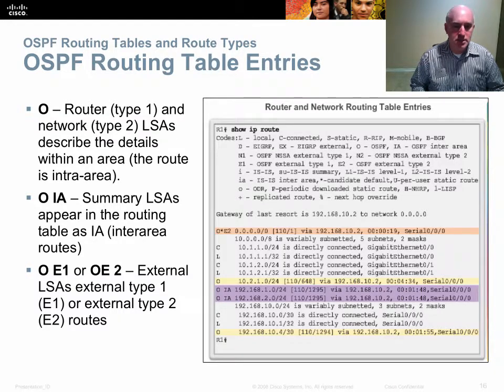Right, so destinations here with an O are going to be destinations within the area that this router belongs to. And then OIAs are destinations that are in a different area beyond where this router is. And then if we had them, there's one at the top, and OE1 or OE2 are external routes, like the quad zero route, right? Remember, the ASBR connected to the internet would be an example of a route to a non-OSPF network, the internet. And so that's going to get propagated through that redistribute default command as an E2 route.